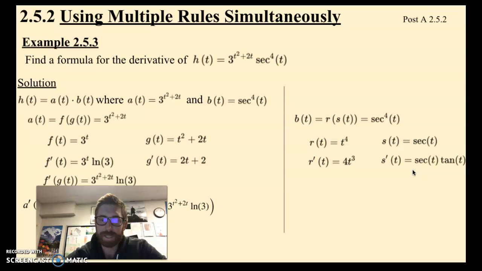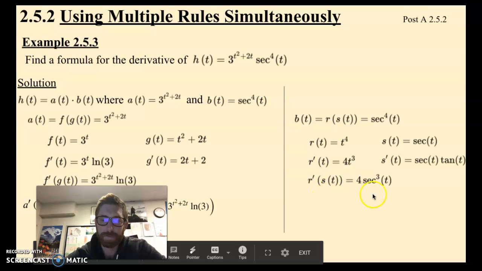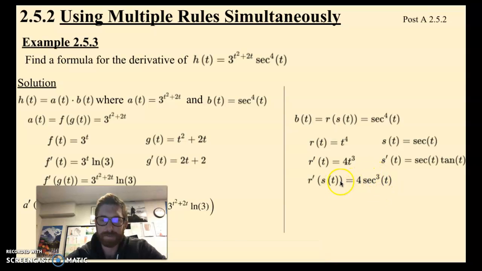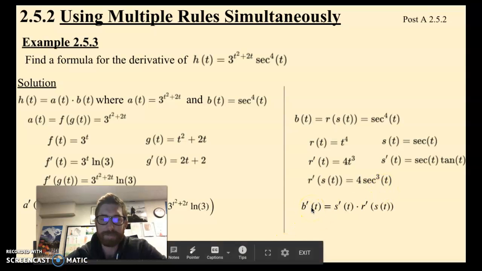And the derivative of the inner function, that's from our power rule that we were using before, or our trig rules that we were using before. So then r prime of s of t is equal to this thing right here. Notice we're plugging s of t into t. Finally, we can find that b prime, which is what we're looking for, right? And that's going to be s prime times r prime of the inner function. So the derivative of the inner function, that's where that secant times tangent is coming from, times the derivative of the outer function, which is this guy right here. Just dropped right down.